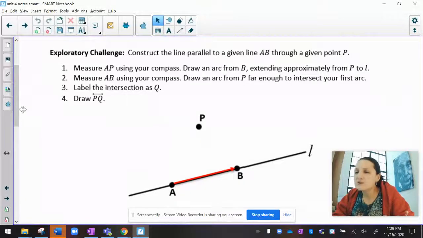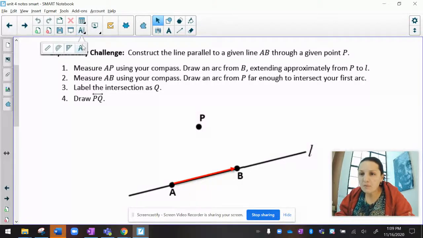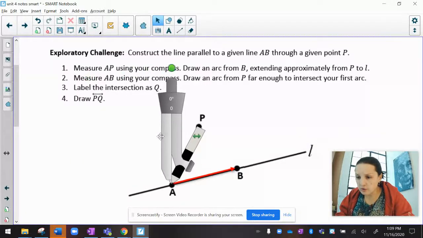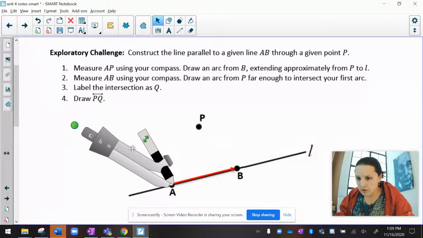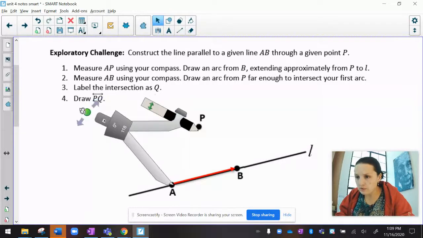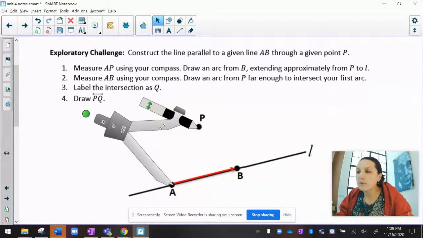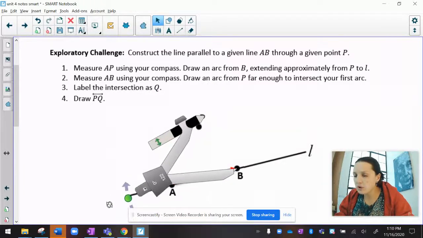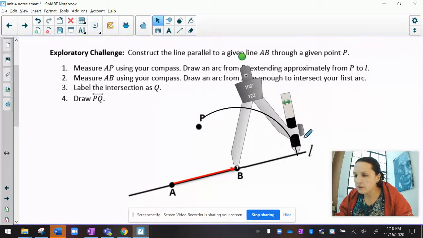The first thing says, construct a line parallel to a given line AB through point P. And we're going to follow the instructions. So it says, first measure AP using your compass. Okay. So I'm going to measure AP using my compass because they said so. Then draw an arc from B extending from P to L. Okay, so I think they mean draw an arc from B that goes like that.